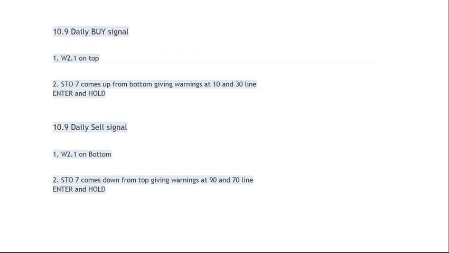10.9 daily sell signal. Weekly 2.1 at the bottom. Stoke 7 comes down from the top, warning at the 90 and 70 line, enter and hold. As simple as that. These are longer trend trades. There is no counter trend trade.